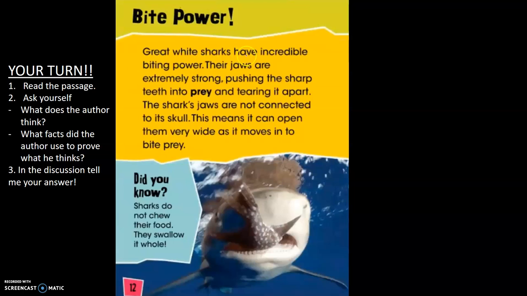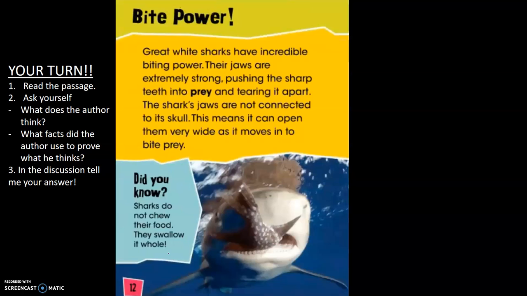Great white sharks have incredible biting power. Their jaws are extremely strong, pushing the sharp teeth into prey and tearing it apart. The shark's jaws are not connected to its skull. This means it can open them very wide as it moves in to bite prey. Did you know sharks do not chew their food? They swallow it whole.